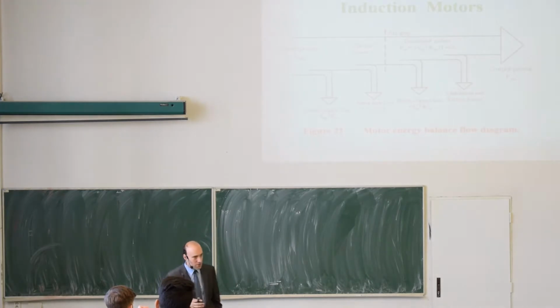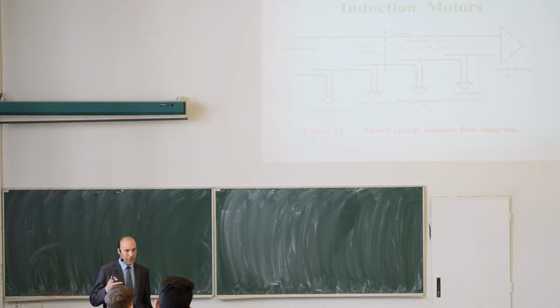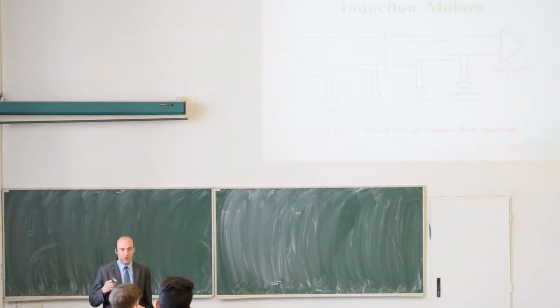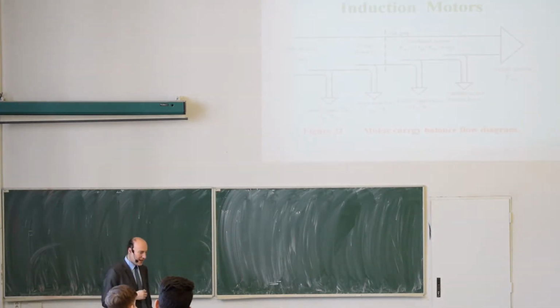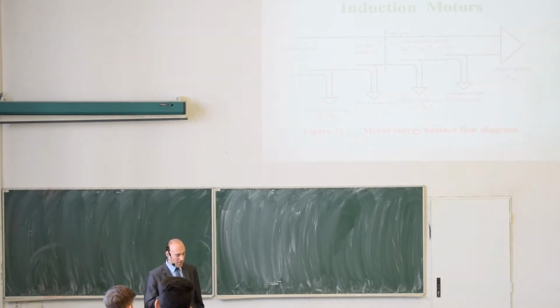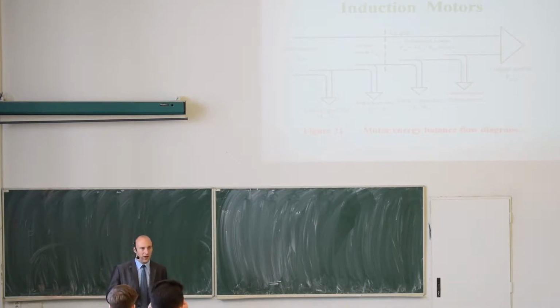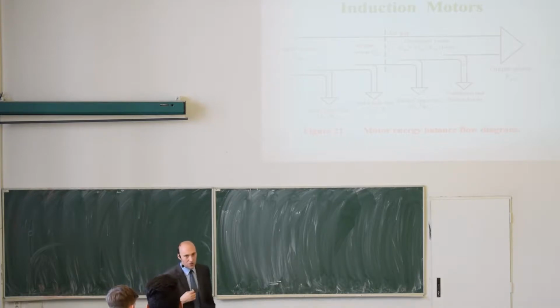In an induction motor, we have moving parts, so we will have mechanical losses in bearings, we will have losses due to aerodynamic forces when the motor is rotating and so on. So the efficiency of an induction motor is a little bit smaller than the efficiency of a comparable transformer. But it's still high. It can be 90%, can be 85%, can be 92%. It depends really on the construction and on the materials.